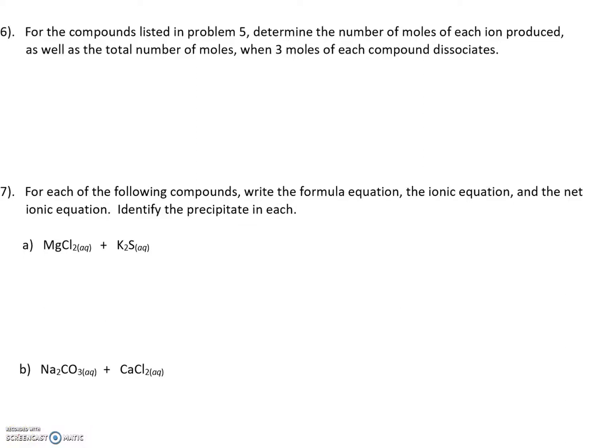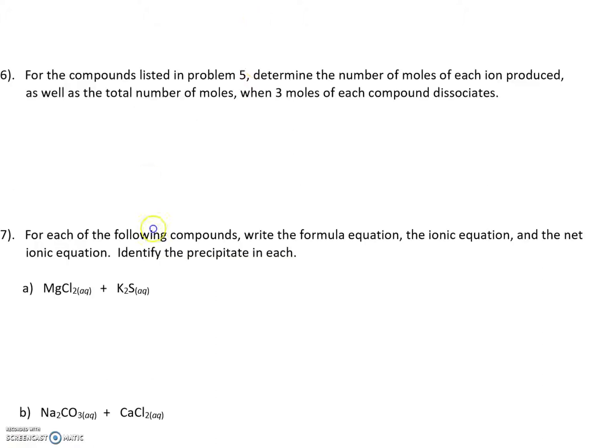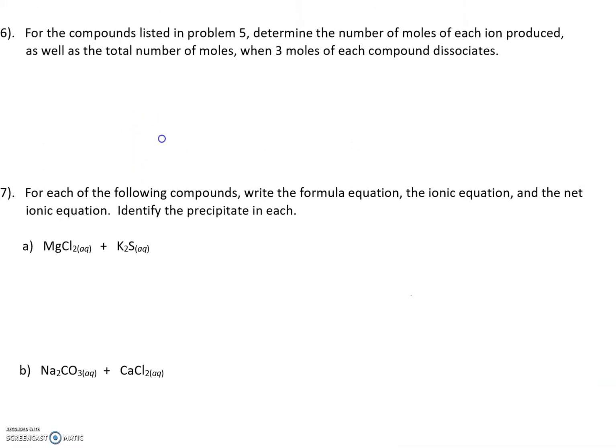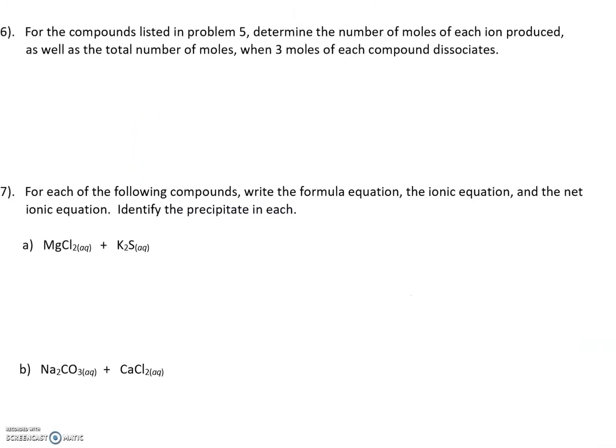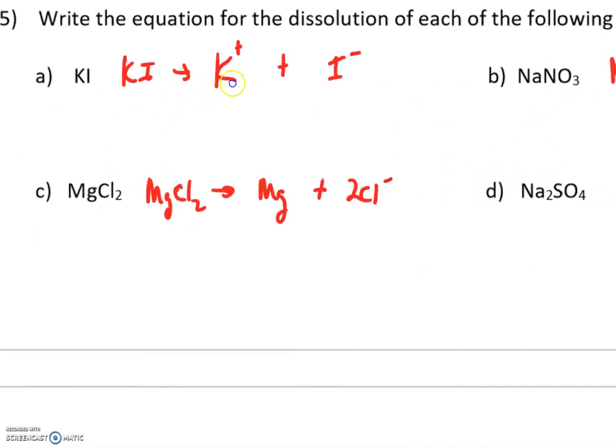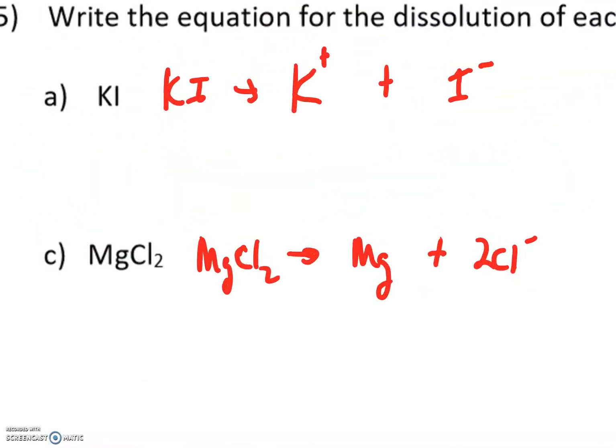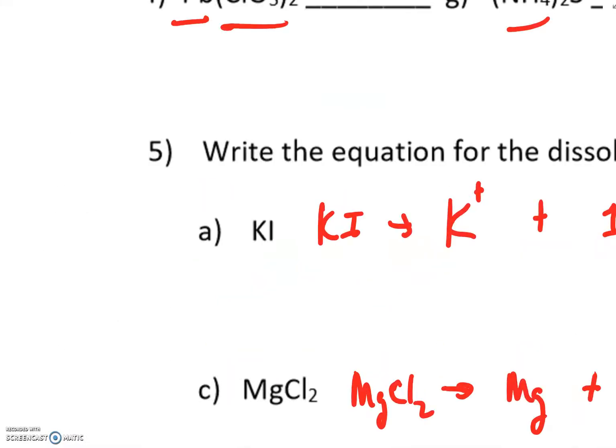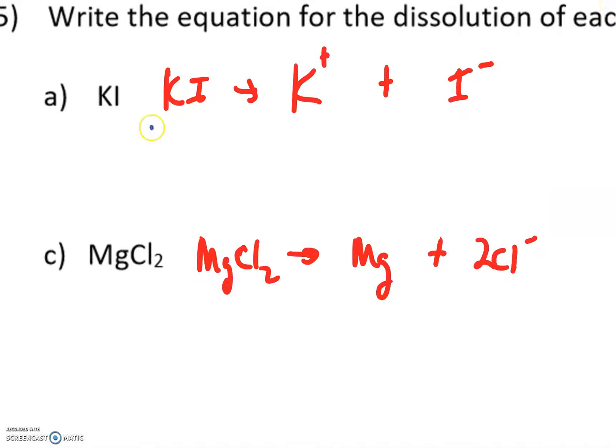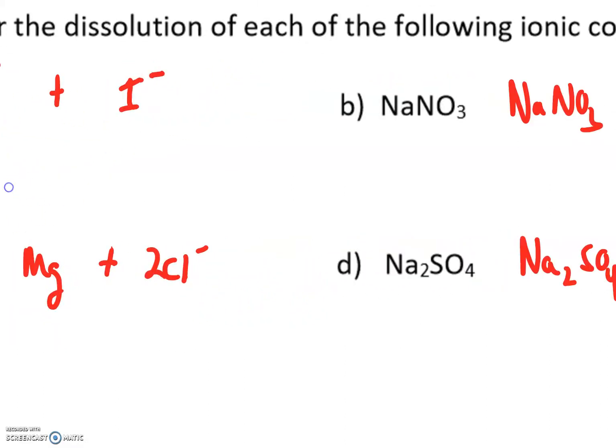All right, here we go with page 2. So it says here, for each of the following compounds listed in problem number 5, that's this guy, determine the number of moles of each ion produced, as well as the total number of moles when you have 3 moles of each compound dissociating. So that means we have 3 moles of this, we have 3 moles of this, and 3 moles of this. You guys get the idea.